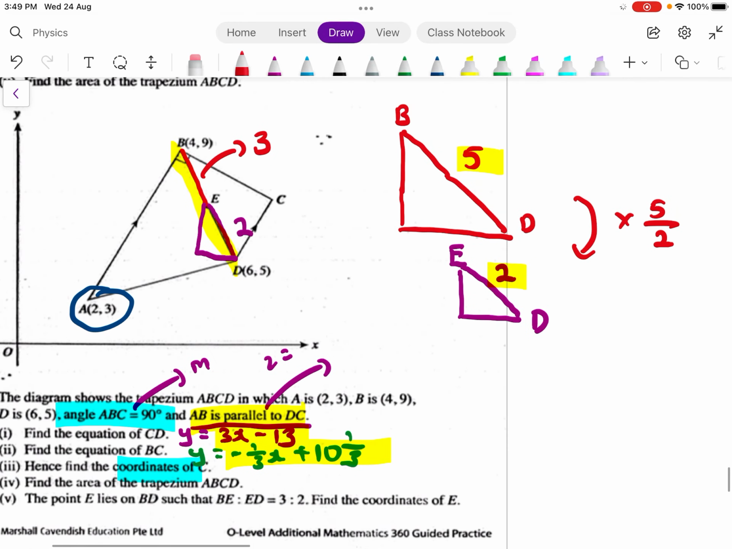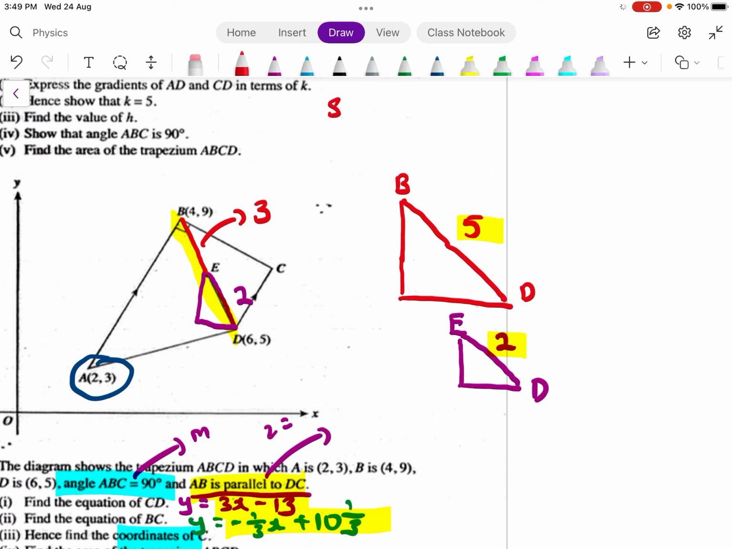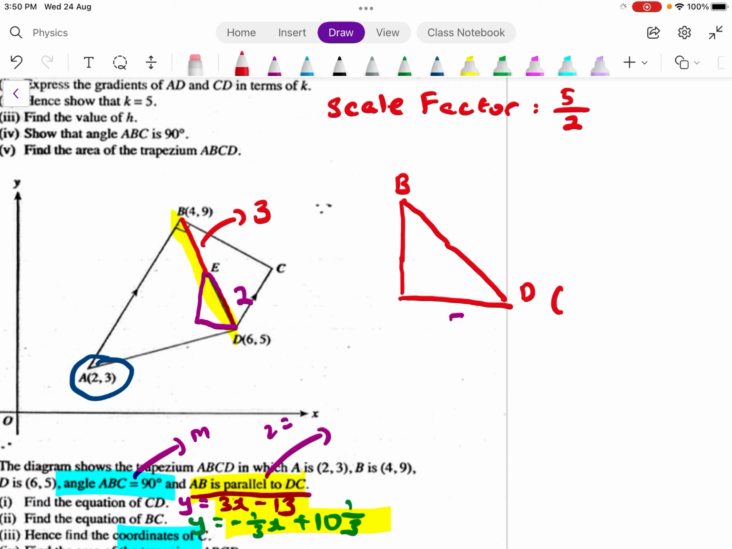Now we go back to the big triangle. After I find the scale factor, I write it down here first. The scale factor is 5/2. I'll erase the ratio first so we don't get confused. For D, let's calculate. D is (6,5). Then point B is (4,9). Let's determine the exact length of the horizontal length, or the base of the triangle. The base of the triangle is around 2 units.